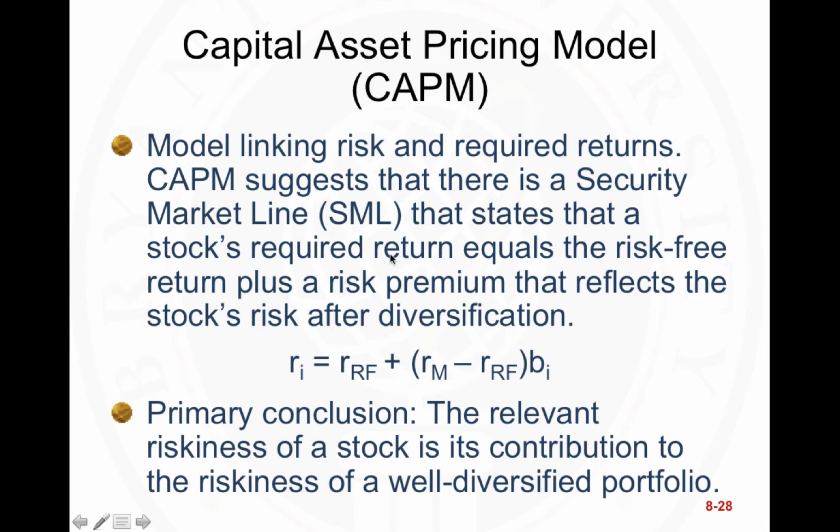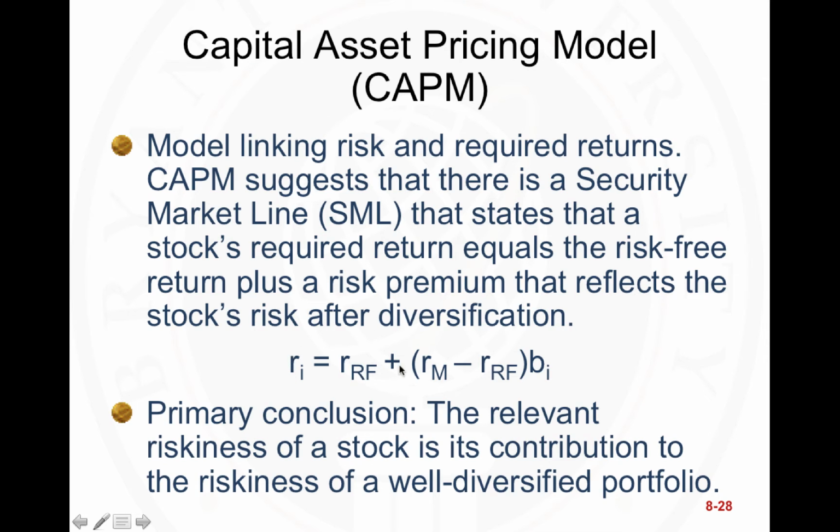Now, if the only risk that matters is the systematic or non-diversifiable risk, how can we measure that? Sharpe, an economist in the 70s, came up with a model saying that basically the only thing that matters here is the return or the volatility of my stock compared to the market, to a market portfolio with all the stocks that we can imagine.